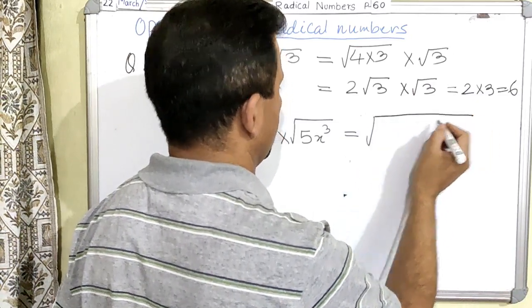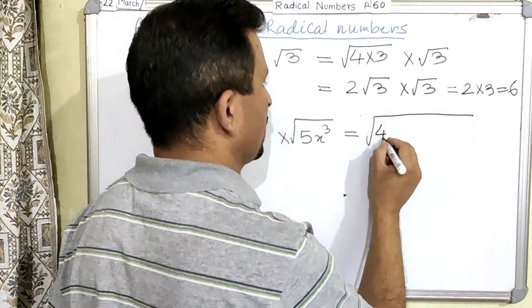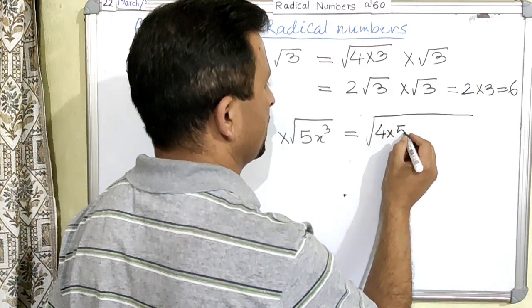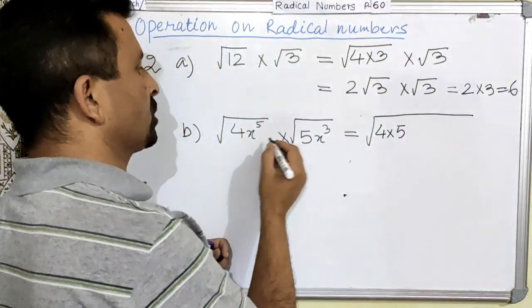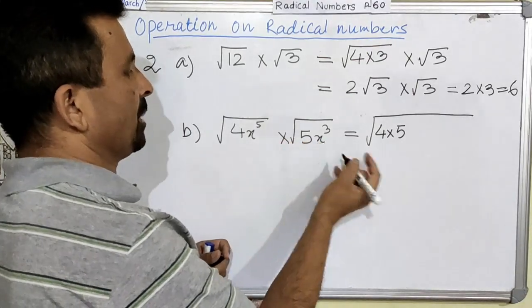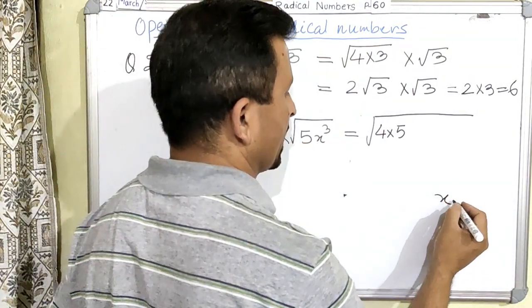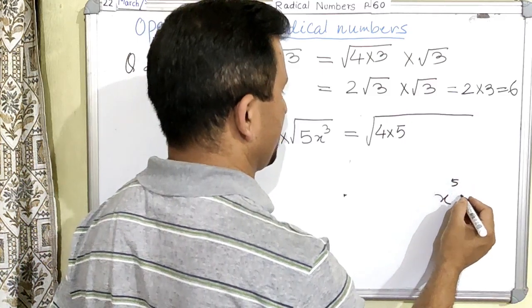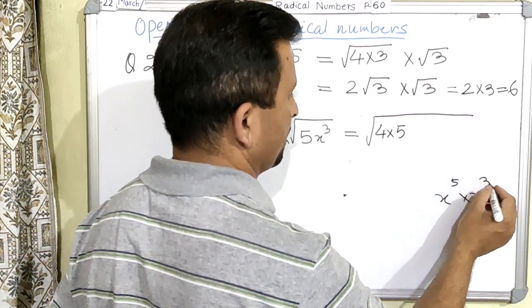Common radical sign for all this. So we will write here 4 into 5. Is it okay? Now this two radical number also we are going to multiply. We are going to multiply the two radical number, and just now only I showed you that x to the power 5 into x to the power 3, right?